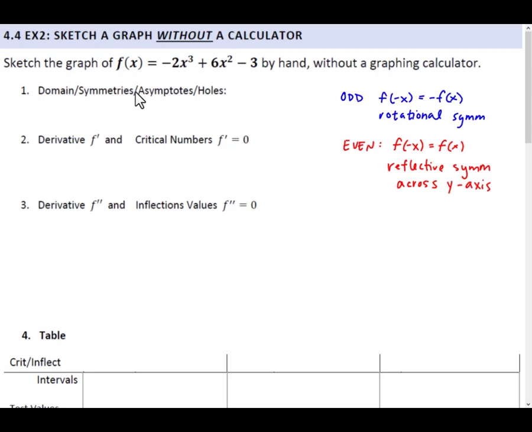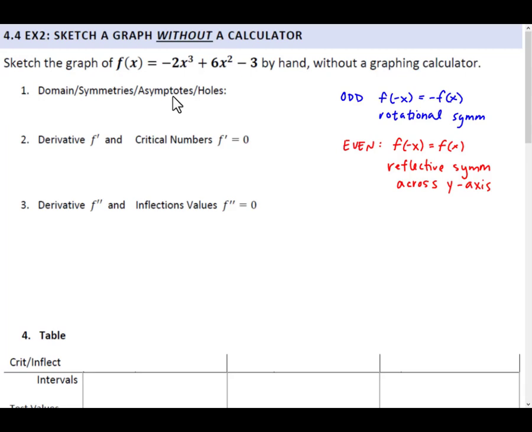We're going to look at sketching the graph of a polynomial function, and this would work for any function, but we're going to sketch the graph of a cubic polynomial. We're going to do that by hand without the use of a graphing calculator, and this is something I'm going to expect you to be able to do on your tests.